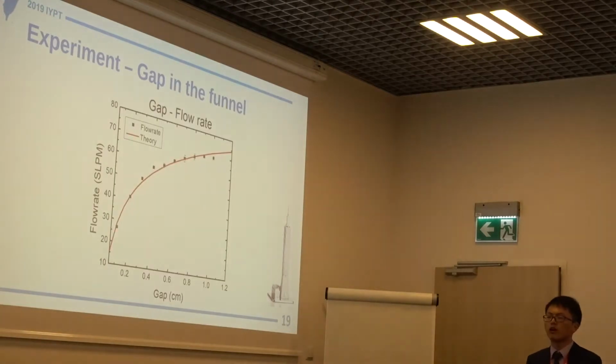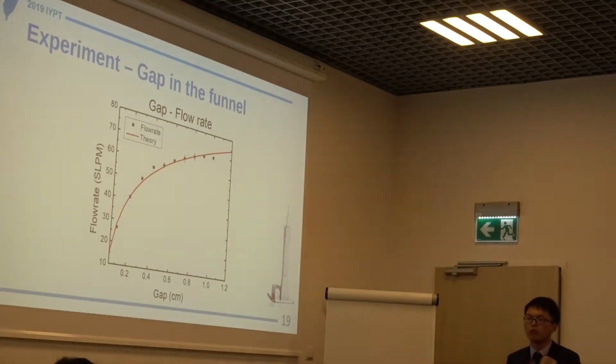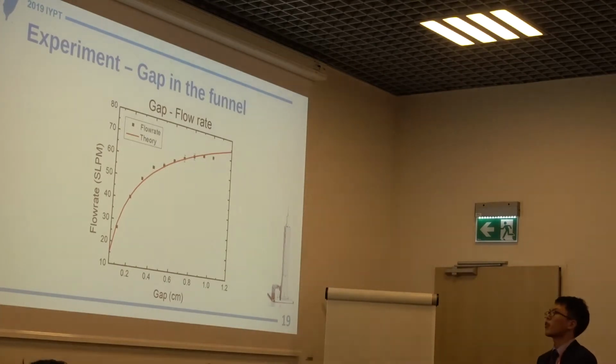This graph shows the relationship between the gap and the flow rate needed to pick up 1 gram of weight. You can see that when the gap between the funnel and the ball becomes bigger, the flow rate needed becomes bigger. This is because when the gap between the funnel and ball becomes bigger, the area between the funnel and ball becomes bigger.